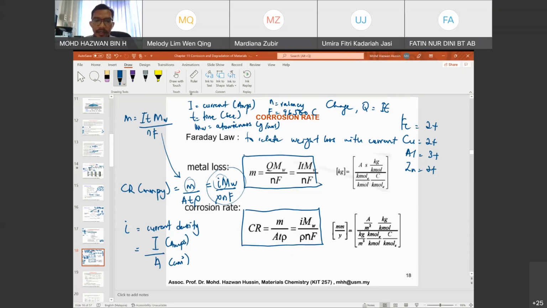You can either calculate the corrosion rate if you have a mass loss over area times time and also density, or you can also use this formula. You find the current density and you multiply it with the molecular or atomic mass over density times valency and also Faraday's constant.